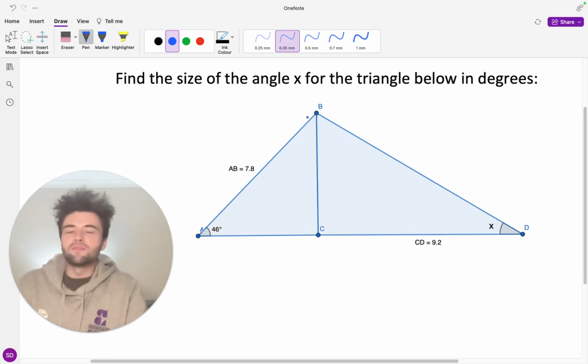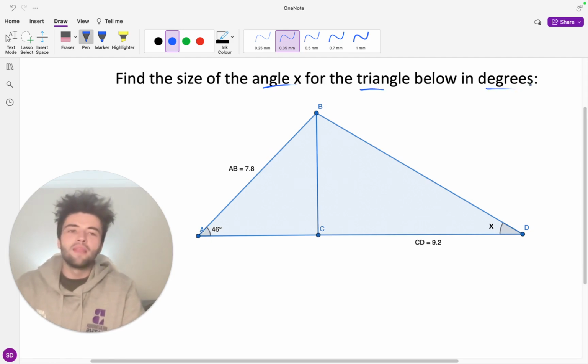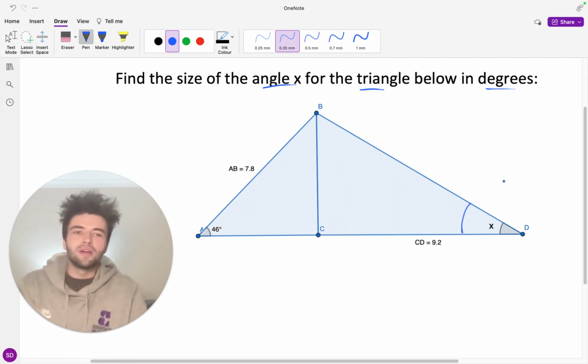So in this video we've got something a bit different to the other videos we've done just recently on our trig identities, because we've got to find the size of the angle x in the triangle below in degrees. So it's the same question as the previous videos, but in this one we actually have two triangles, where this unknown angle x is going to be a little bit more difficult to find.